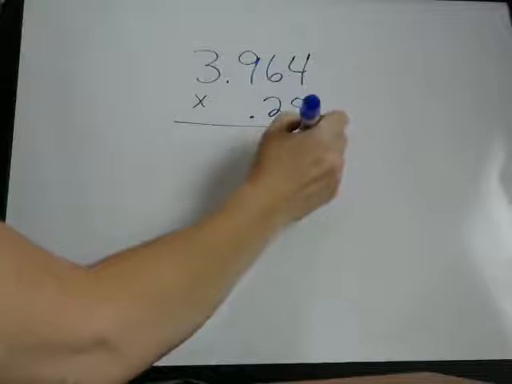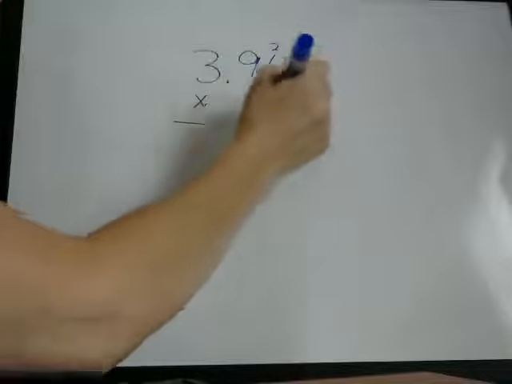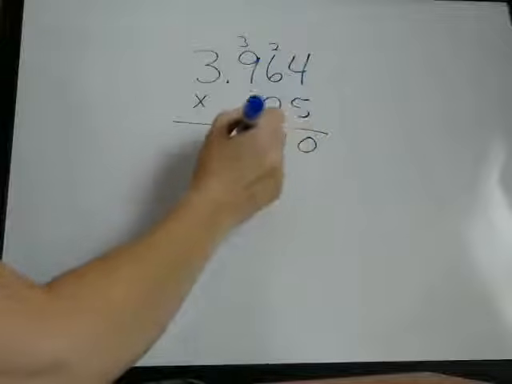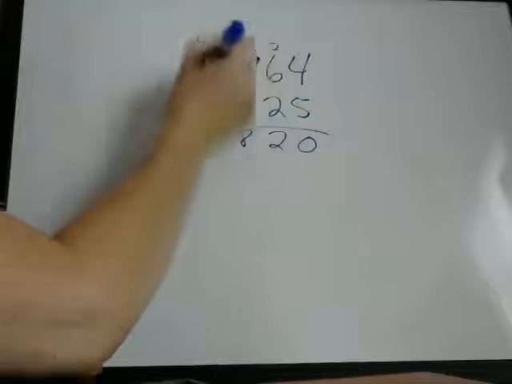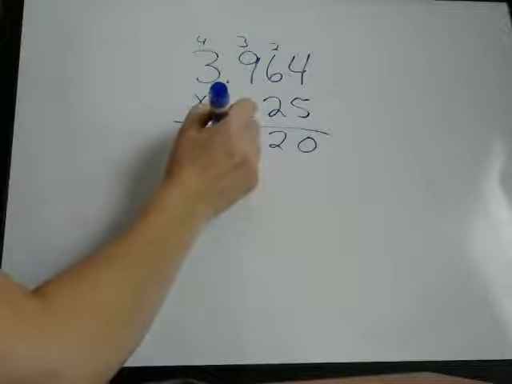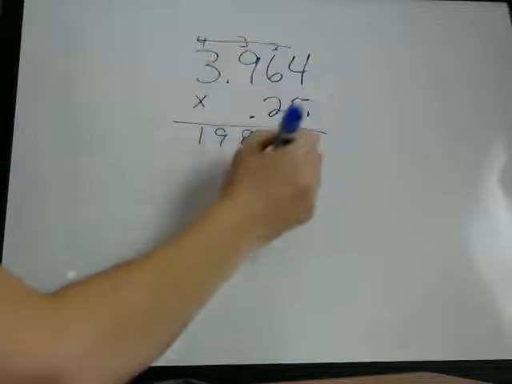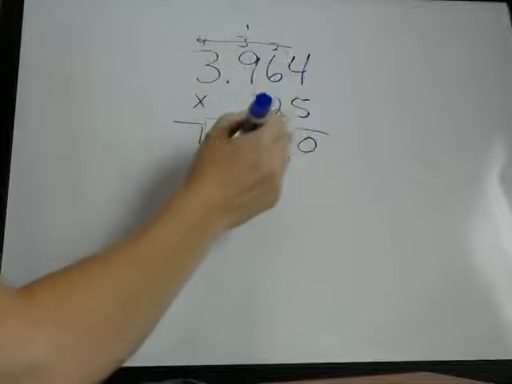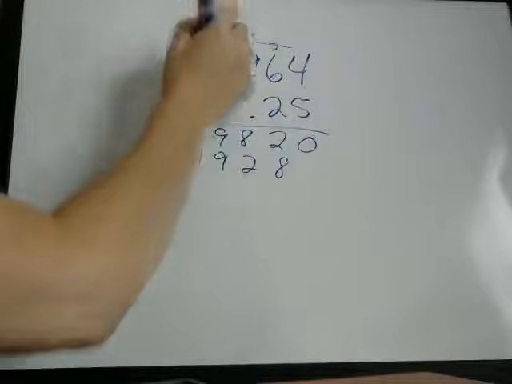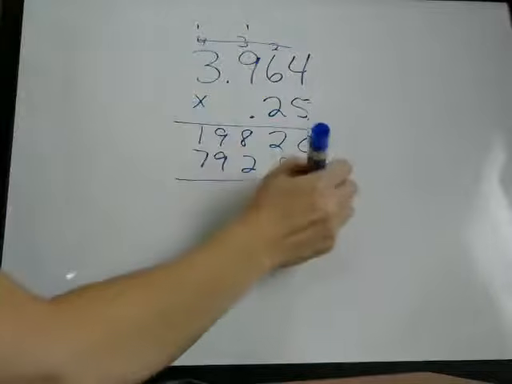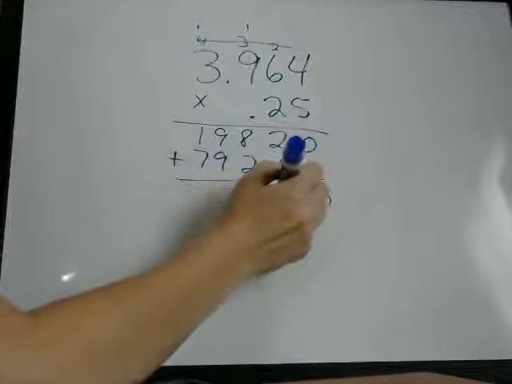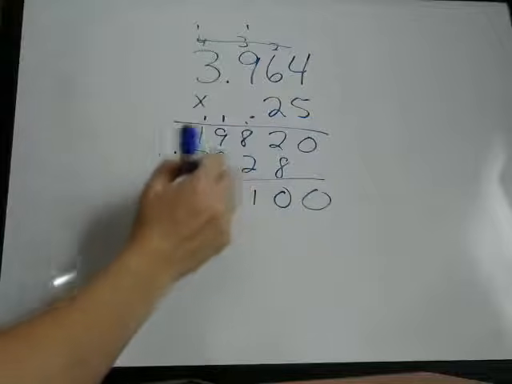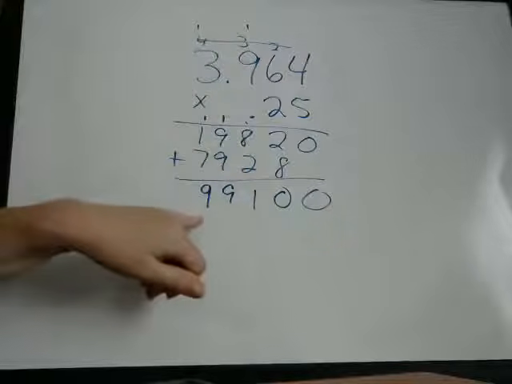So 5 times 4 is 20, carry the 2. 5 times 6 is 30, plus 2, 32. 5 times 9 is 45, plus 3, 48. 5 times 3 is 15, plus 4 is 19. 2 times 4 is 8, 2 times 6 is 12. 2 times 9 is 18, plus 1 is 19, and 2 times 3 is 6, plus 1 is 7. Then you add these up: 0, 10, 11, 19, 99. So we're left with this number.